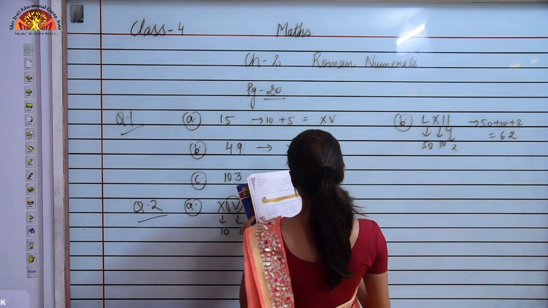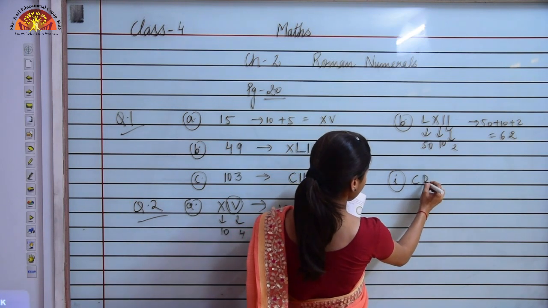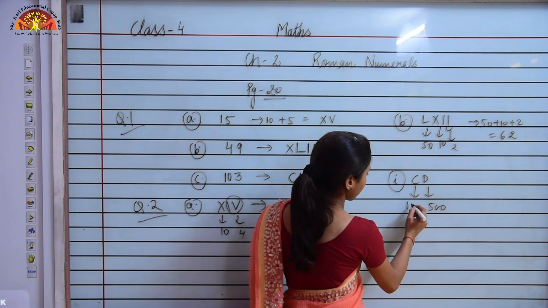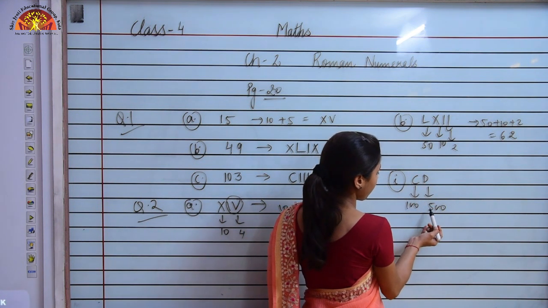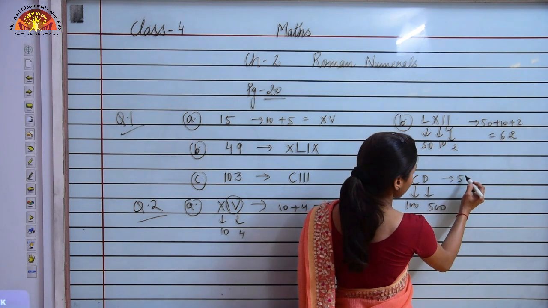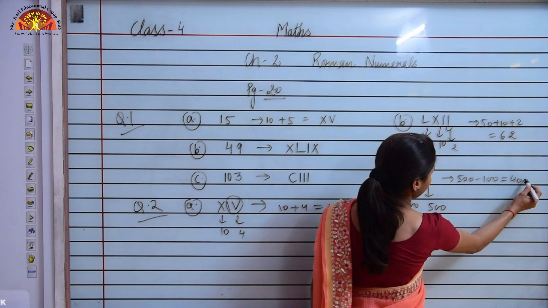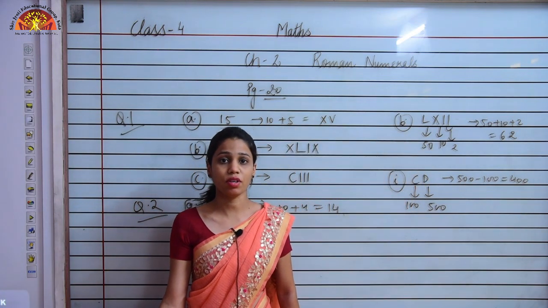Now let us see the next part. Now this part is CD. Now D here is 500 and C here is 100. Now C is written on the left hand side, that means we have to subtract 100 from 500. So it will be 500 minus 100, that is 400. Okay students, this is how you have to do the remaining part of question number 2.